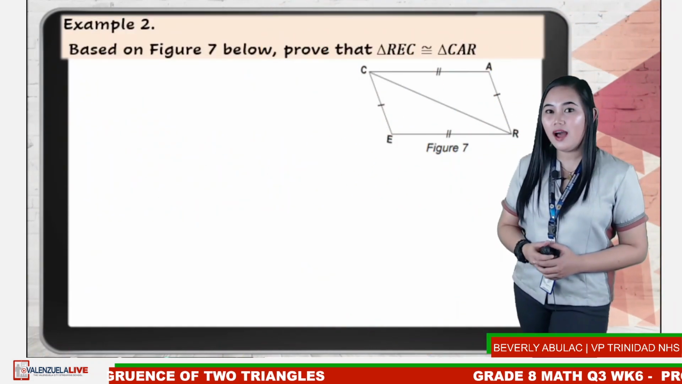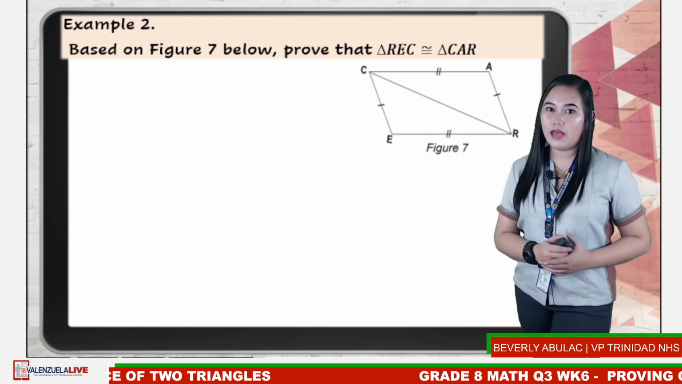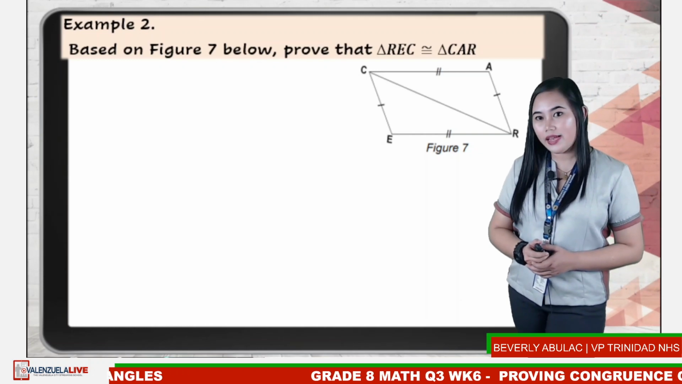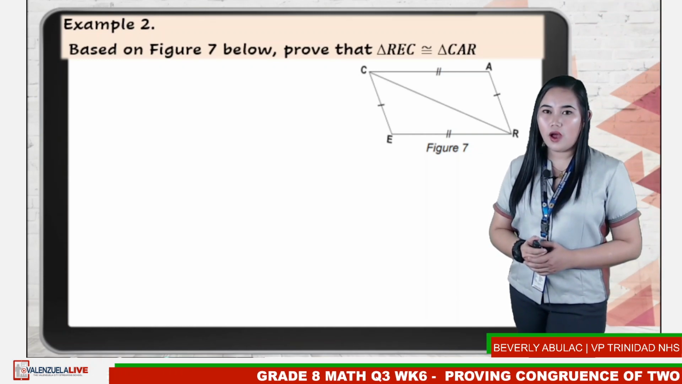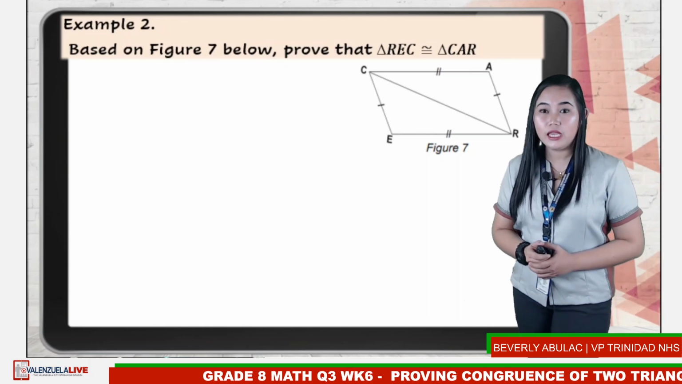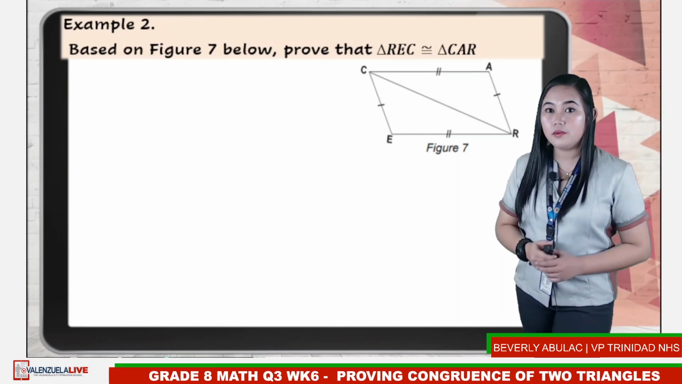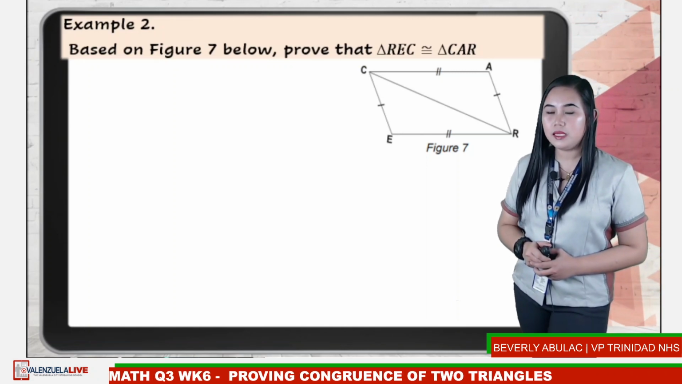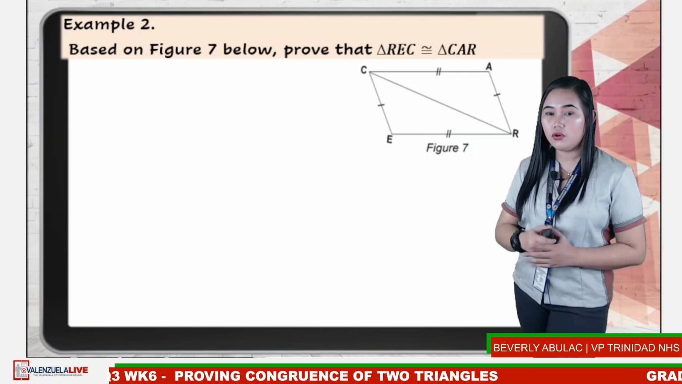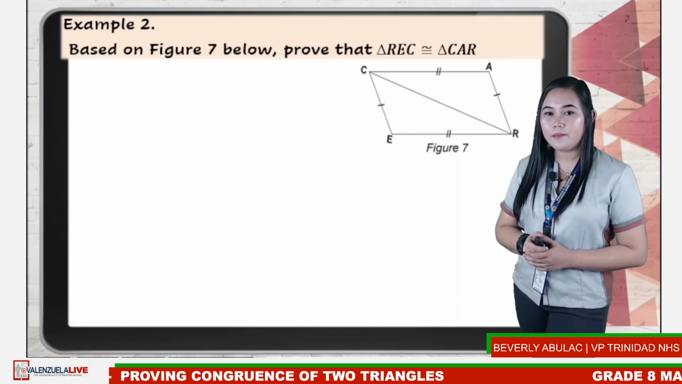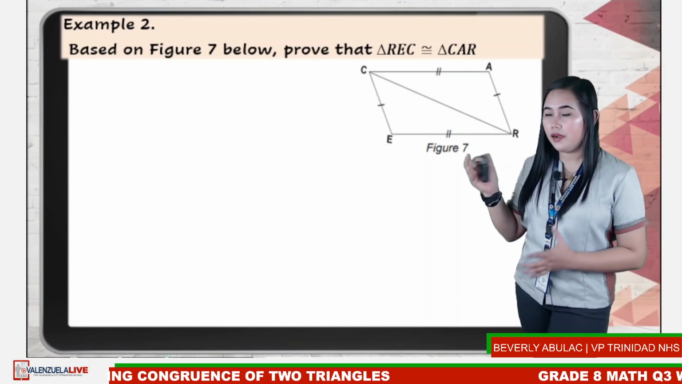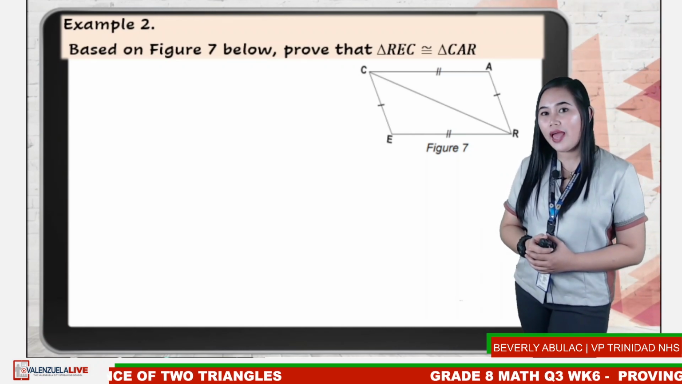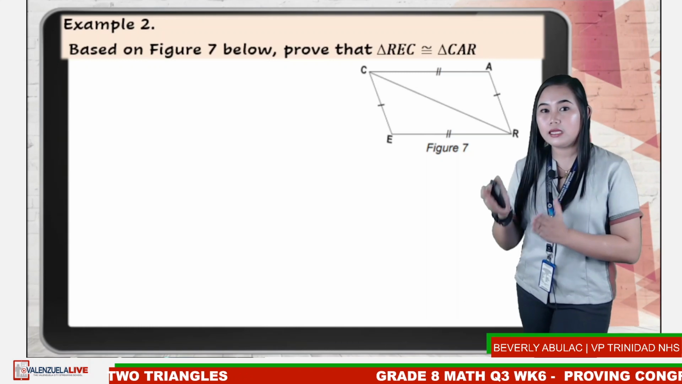Example number 2, based on figure 7 at the right, prove that triangle REC is congruent to triangle CAR. For step 1, identify what the givens are and what is to be proved. Given: segment RE is congruent to segment CA, and segment EC is congruent to segment AR. Segment AR is marked on figure 7. We have to prove triangle REC is congruent to triangle CAR.